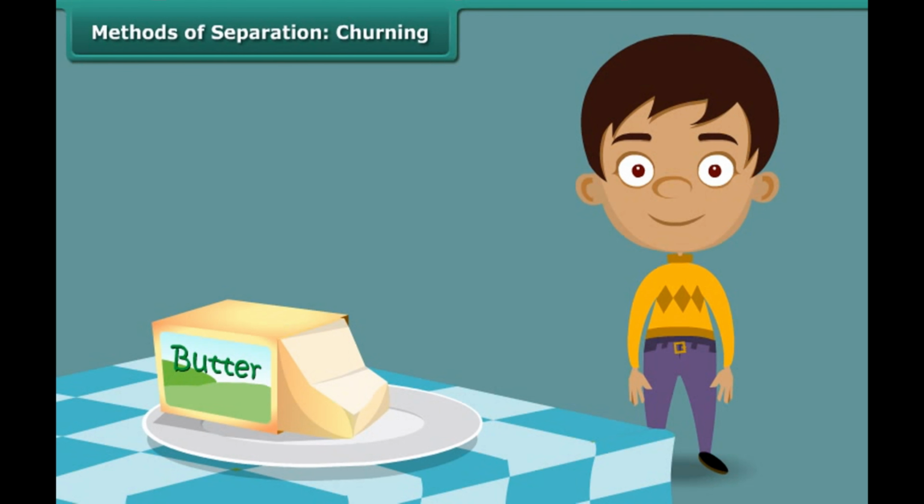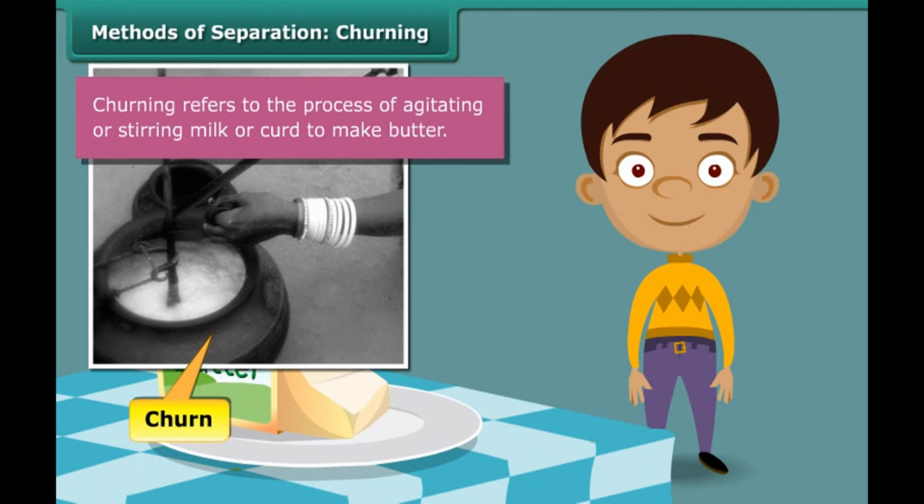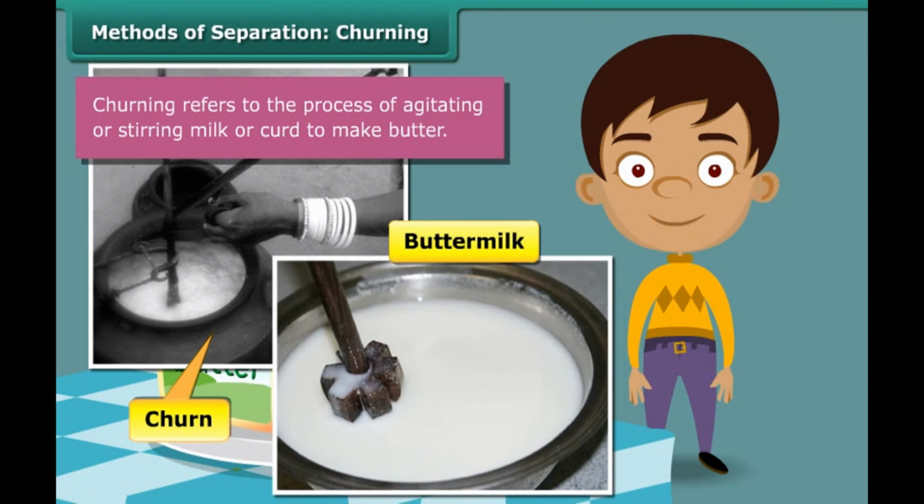This is butter. Do you know how butter is made? When milk is stirred vigorously in a churn, butter is obtained. What is left behind is the liquid, the tasty, nutritive buttermilk that is relished by many as a refreshing summer drink. Do you see that two useful components emerge from a mixture when this method of separation is employed?